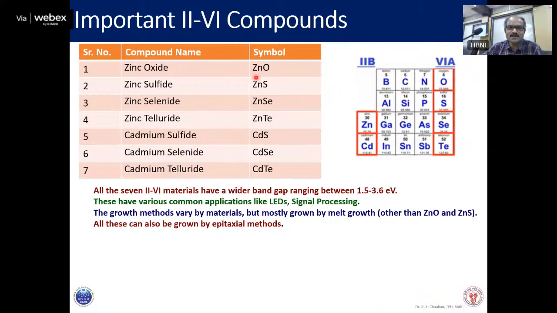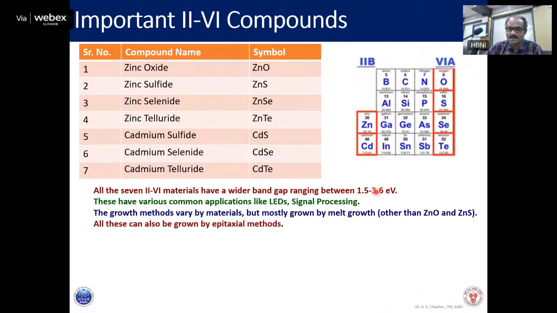So the compounds which are most commonly used as semiconductors are zinc oxide, zinc sulfide, zinc selenide, zinc telluride, cadmium sulfide, cadmium selenide, cadmium telluride. This is second, this is sixth. You just transfer 2 electrons from these to this, and then you can make different compounds. All the 2-6 materials have a wider band gap ranging between 1.5 to 3.6 electron volt.